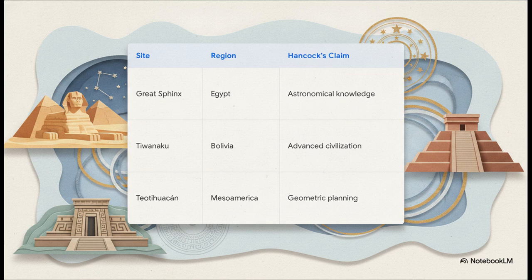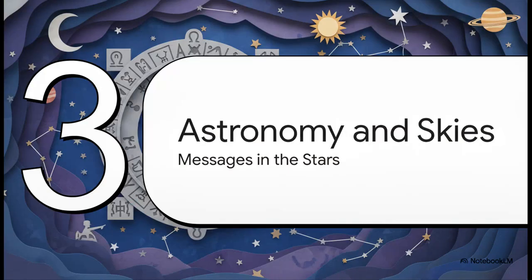Hancock's interpretive strategy here is remarkably consistent across continents. He views this incredible architectural precision not as independent local development, but absolutely as inherited knowledge from that single, lost global source. Which brings us to Section 3, Astronomy in the Skies, Messages in the Stars.